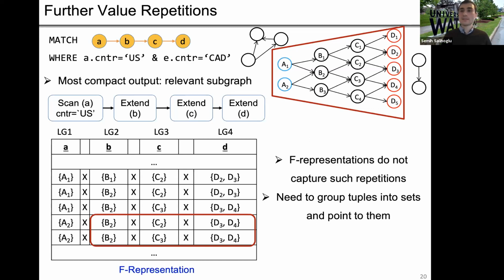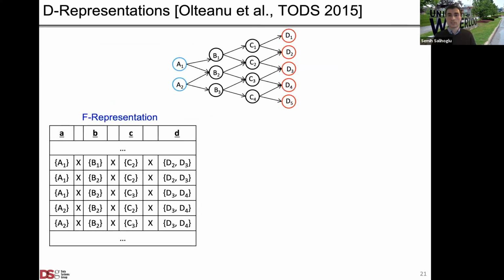So what you really need is a way to group tuples into sets and point to them. Okay. And in the theory of factorization, that's done by another representation system called D representations, which stands for F representations with definition. So let me show you what that representation system would look like. So the same output of the previous query in F representation is this.